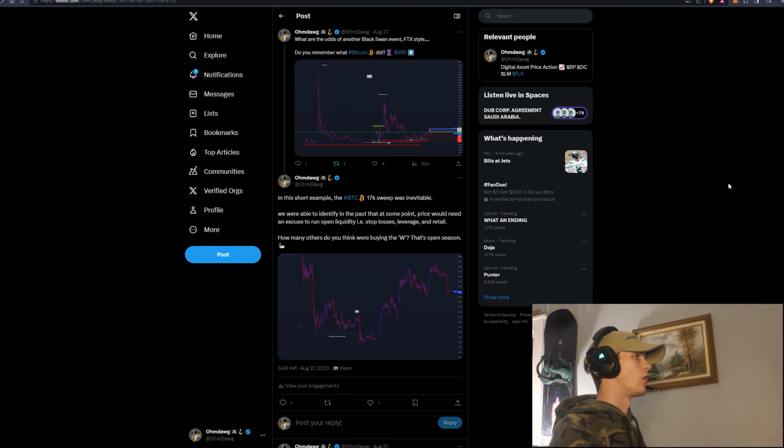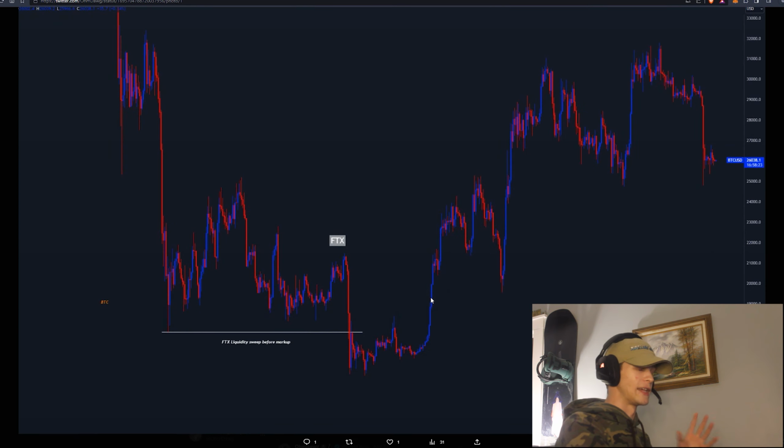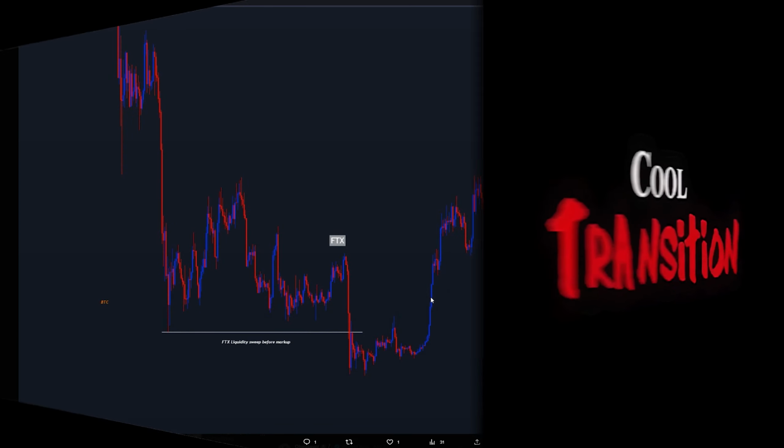And here we are on August 27th. I guess what I wanted to point out here is I was just putting out a random thread saying, what are the odds of another Black Swan event, FTX style? Do you remember what Bitcoin did? I'm actually just going to pull this up as an example real quick because we'll use this later on when I go over XRP price action.